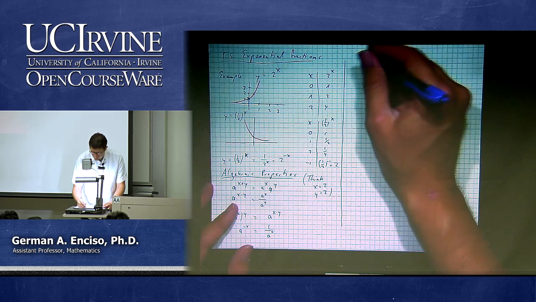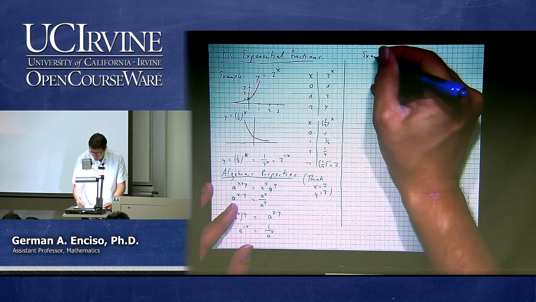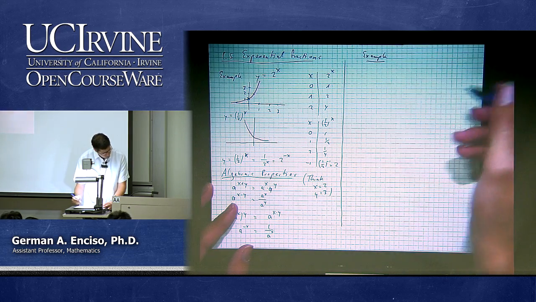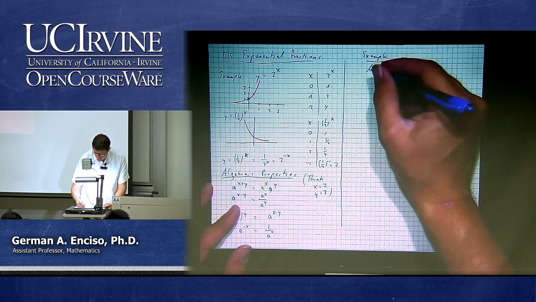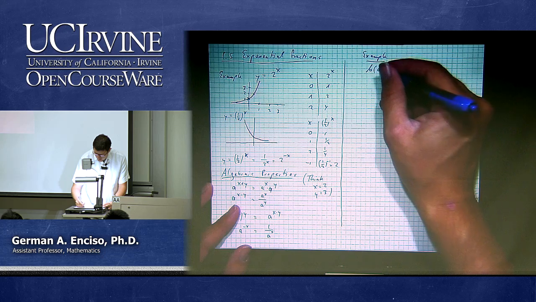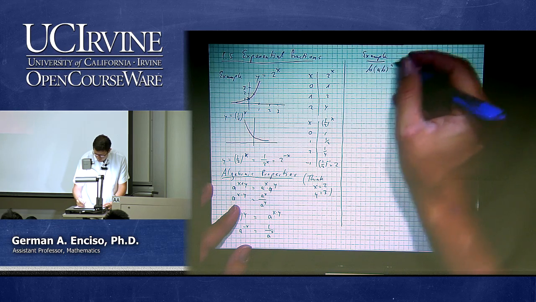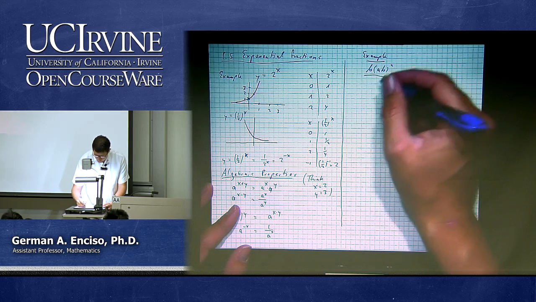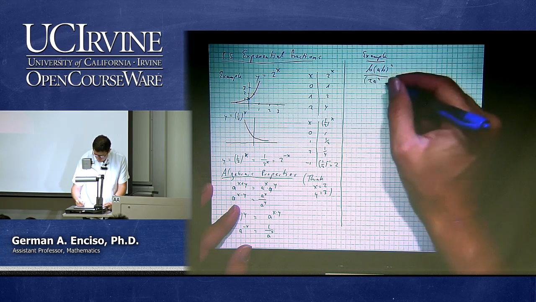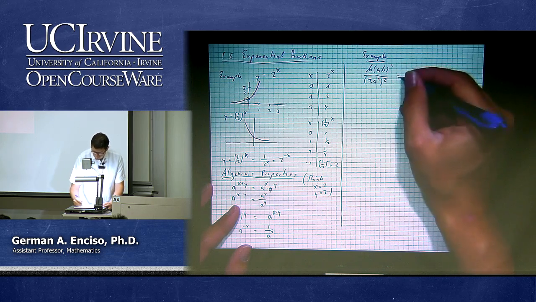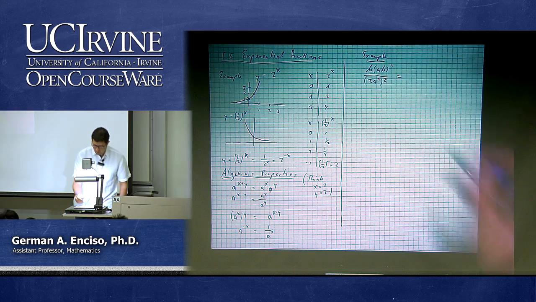So, example. Let's say b times (ab squared divided by 2a squared) and the whole thing to the 3. Okay, what is that equal to?